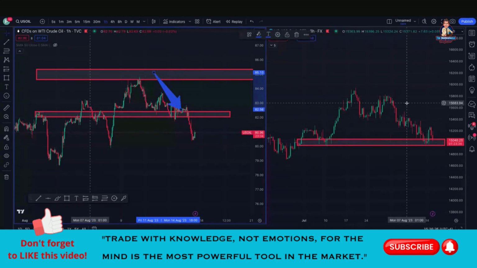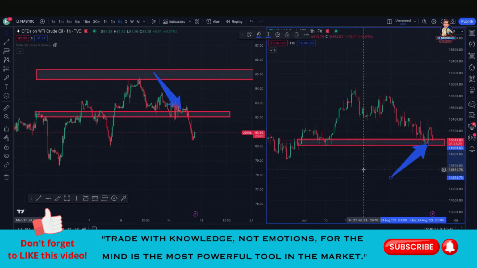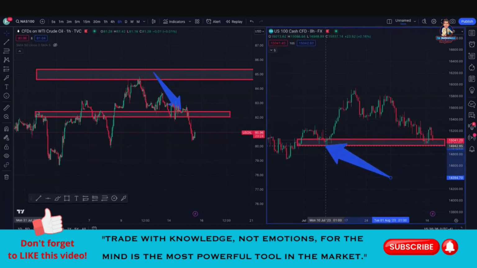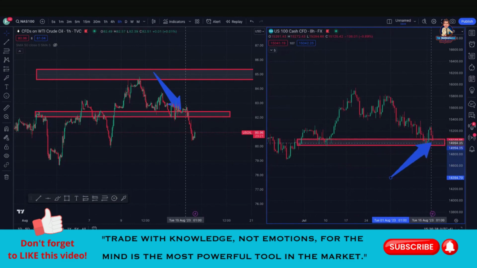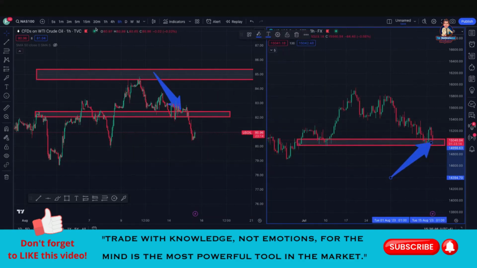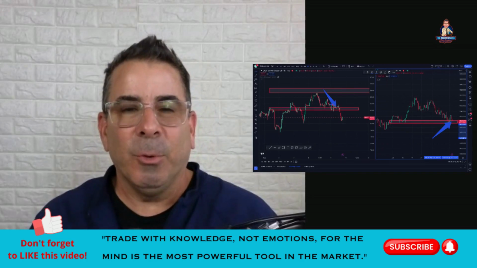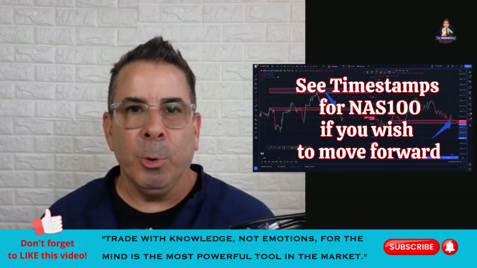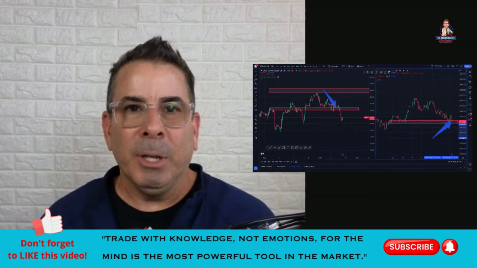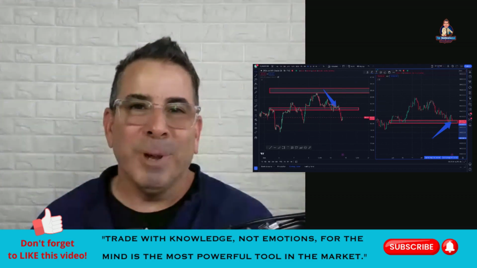And then over here on the right, we are going to be looking at the NASDAQ. If you can see here, we are hitting a level of support. So let's see what the NASDAQ is going to do here. I might think about possibly buying from somewhere down in this area. So that's exactly what we want to cover in today's session. I will timestamp both crude oil and the NASDAQ down below in the description, in case you don't care for one or the other, you can just move directly to that section.